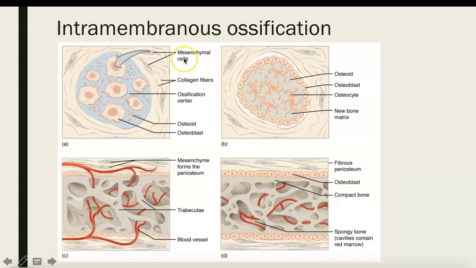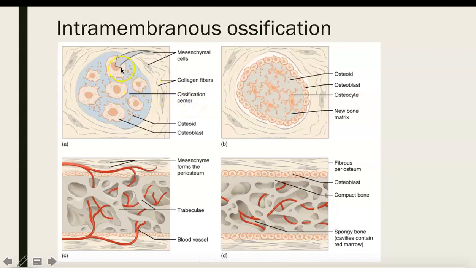But a mesenchymal cell is essentially a stem cell of connective tissue. And it's going to give rise to a number of different kinds of connective tissue cells, including chondrogenic cells, osteogenic cells, fibroblasts, all sorts of things. So it is a stem cell of connective tissue. What happens in intramembranous ossification is a bunch of these mesenchymal cells begin to aggregate in a location which we will eventually refer to as the ossification center.